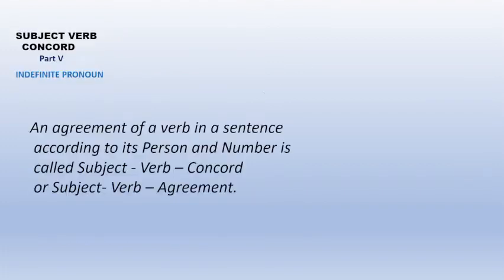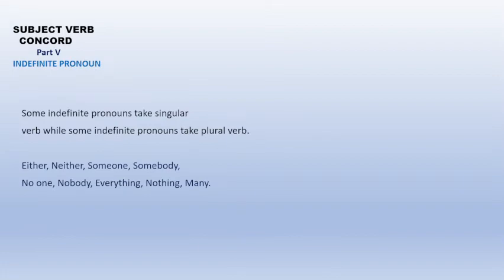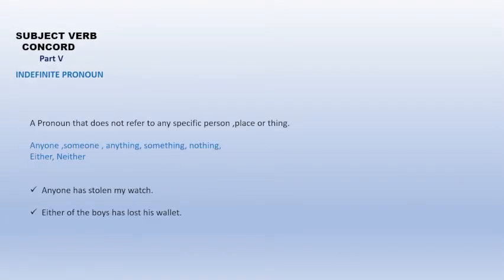So as we know, the agreement of a verb in a sentence according to its person and number is called subject verb concord or subject verb agreement. Sometimes we get an indefinite pronoun. What is an indefinite pronoun? First, let us clear it. Some indefinite pronouns take a singular verb, while some take a plural verb. But what are indefinite pronouns actually?